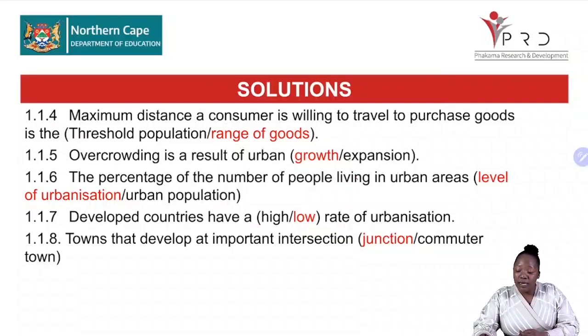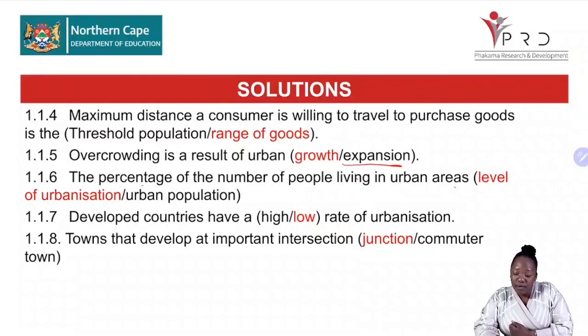So once it includes the expansion, we are talking about the buildings as well as the population, or the people, that are increasing. Then your number 6, the percentage of the number of people living in the urban area. We are talking about the percentage. So therefore, that is a level of urbanization. Then you're looking at urban population, are the people who are in urban areas.